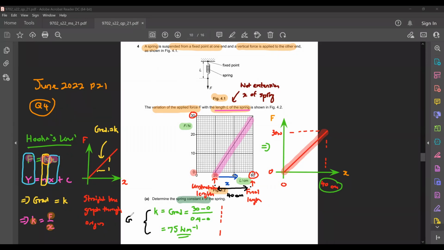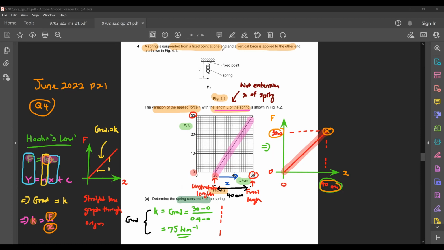This is using gradient. So instead of using the gradient, we can actually just use what we call a single point substitution, where we find a value of force and the corresponding extension to find the spring constant. So in our case, we can just use this point right over here. We know the force is 30 Newton. We know the corresponding extension is 40 centimeter.